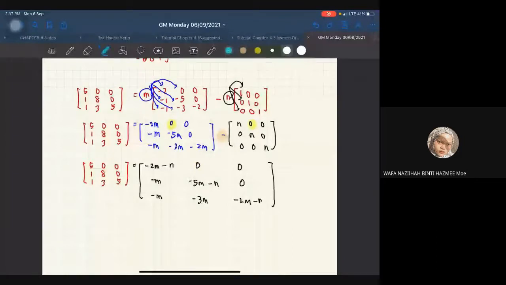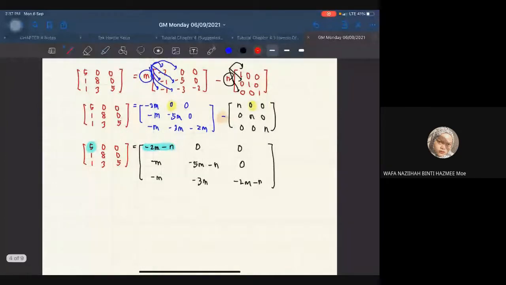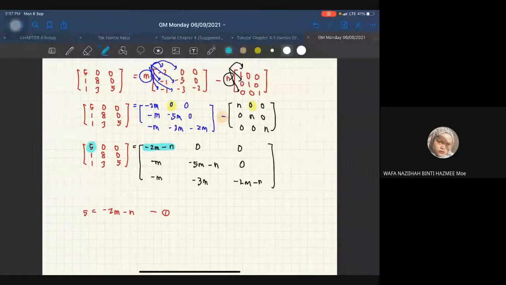Contohnya yang this one, awak akan ambil 5 sama dengan this one. Okay, so kita ada satu equation kat situ. Alright, so you have 5 equal to negative 2m minus n. So this one is the first equation. Okay, and then secondly, so kita dah ada m dengan n kat situ. So untuk mudah, kita cuba cari satu elemen yang dia tak ada n. Dia ada satu je unknown, so kita boleh terus je cari.